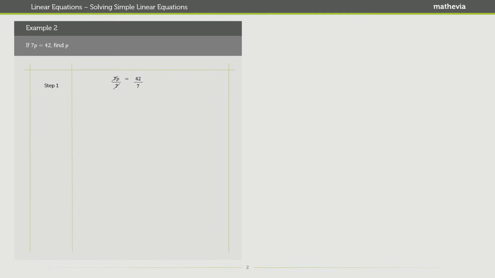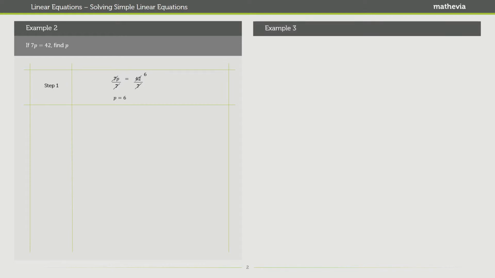So we have 7 here and we're left with p on the left. And then we have 42 divided by 7 on the right, and we're left with 6. What we have in the end is p equals 6. And yeah, that's it. Very simple. Now let's do another example.